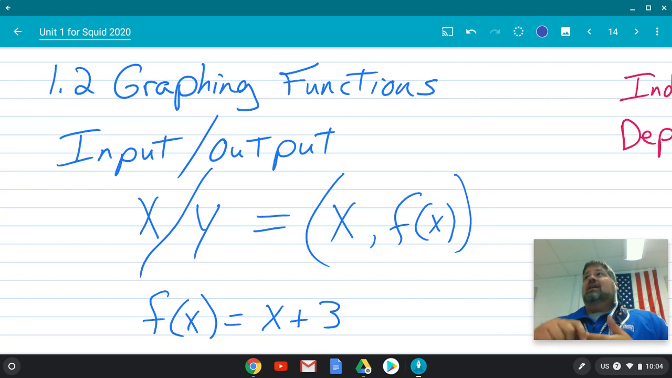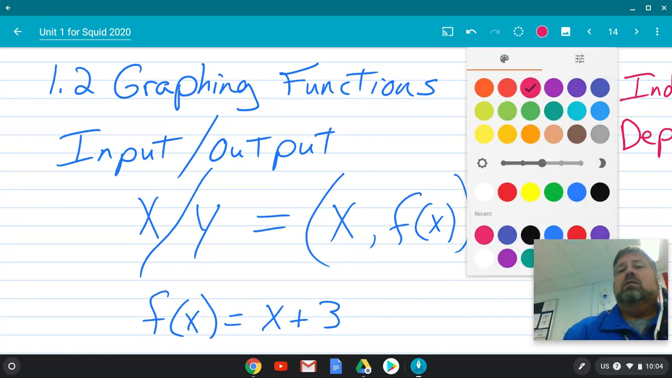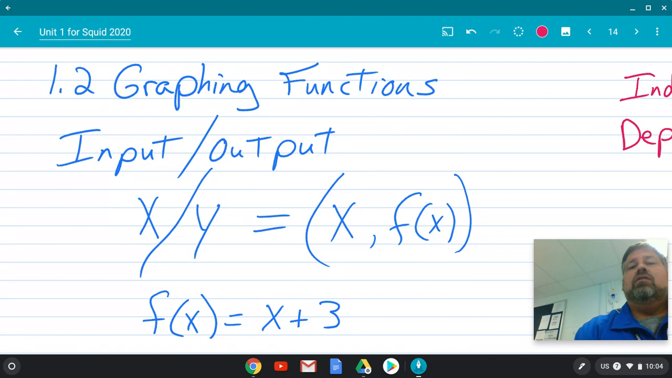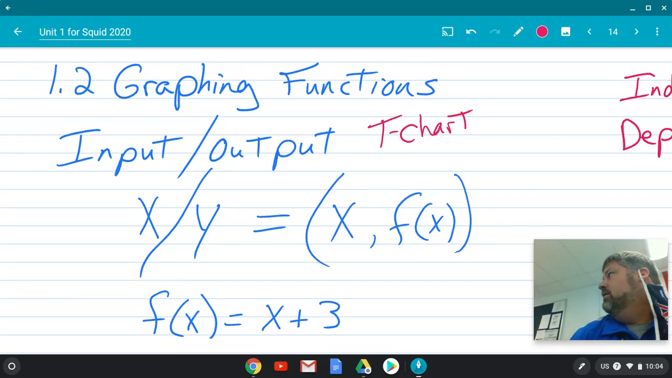Charts. What charts? Input, output charts. Anybody got another name for an input, output chart? How about a T-chart? And remember, if I write something down, I think you should, right? The T-chart's an input, output chart, yeah? Got another name for one?